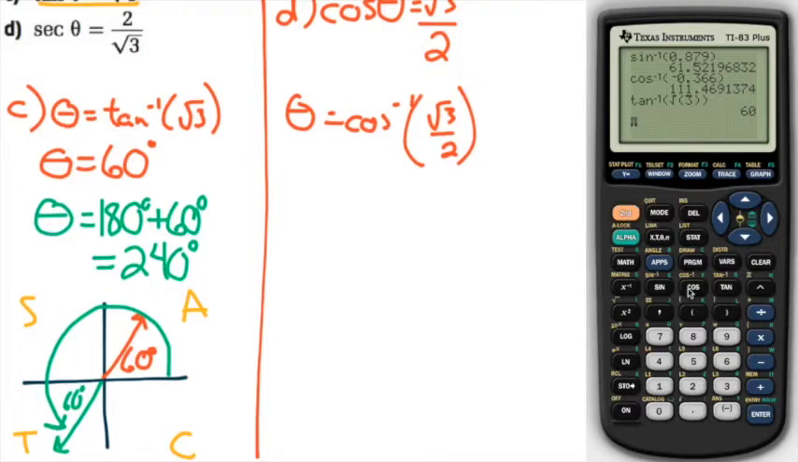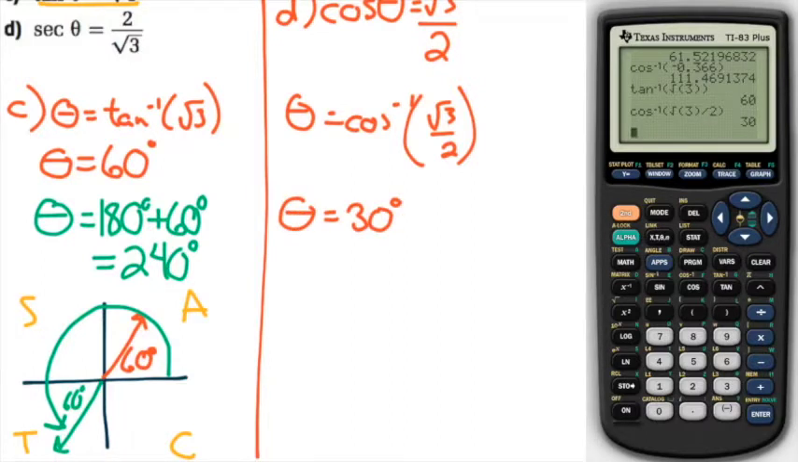Deal with that in the calculator. Second cosine. Now we need to be careful on the brackets, making sure that we close them in the proper place. So we'll do root 3. We need to close the bracket on the root. Then we can divide by 2, close the bracket on the entire thing, and we get 30 degrees. XY axis. 30 degrees is about here.